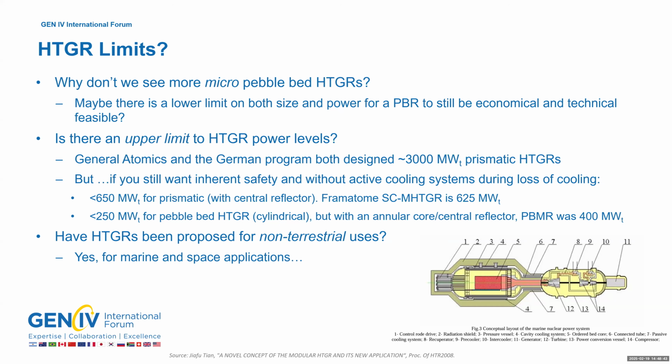So currently we have a Framatome steam-cooled design out there. I'll show a slide later. That's around 625 megawatts thermal. On the pebble bed side, if you do not add a central reflector or annular core layout, you pretty much limit to around 250 megawatts maybe, again based on how hot the core becomes during loss of cooling events. The PBMR 400 was a design above this, but that did have the central reflector.